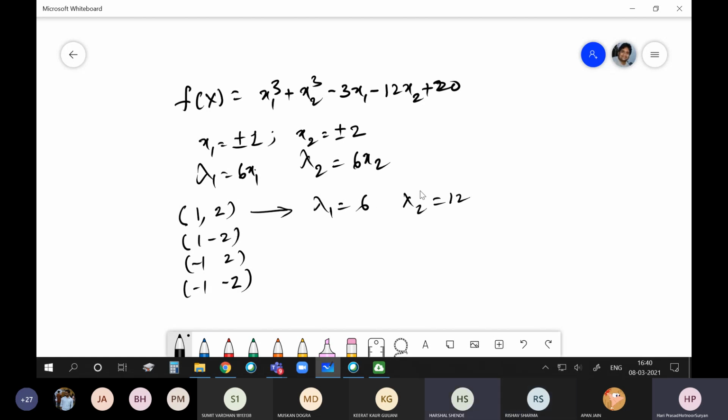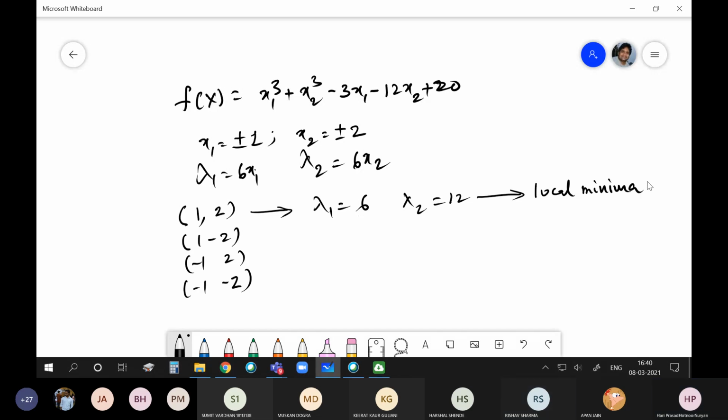So both are positive, isn't it? So at this point, at 1, 2, what will it have, minima or maxima? Local minima. Because these two are positive, so it is a local minima, not global minima.